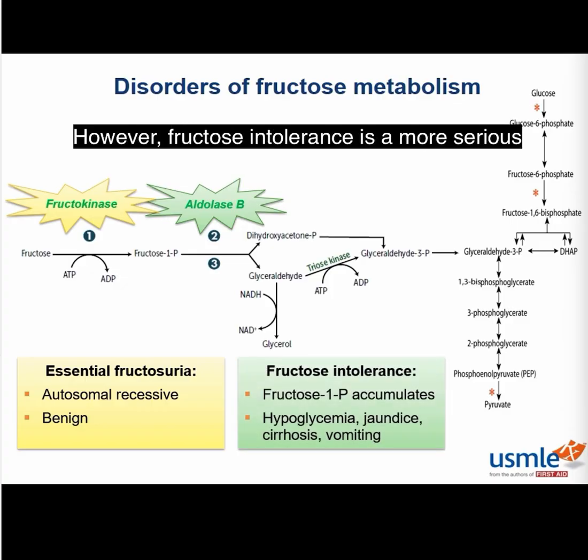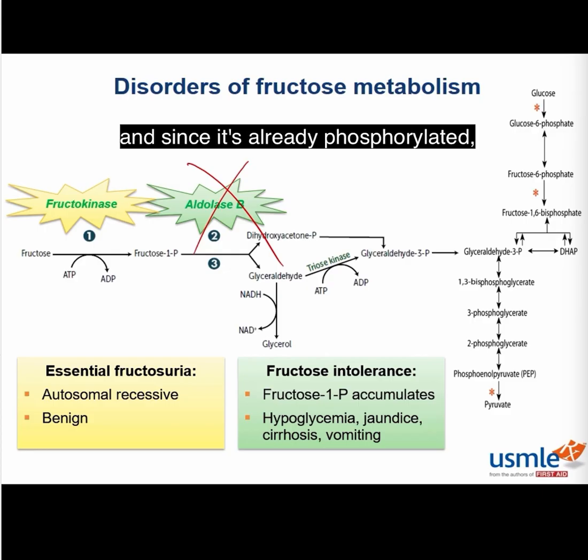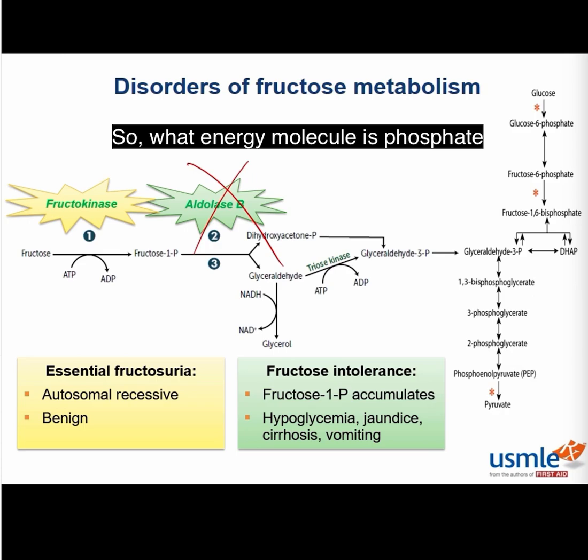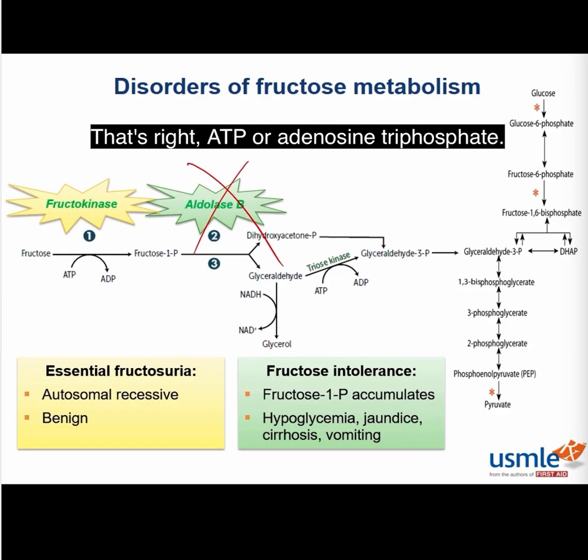However, fructose intolerance is a more serious autosomal recessive disorder of the enzyme aldolase B. Without aldolase B, fructose 1-phosphate accumulates, and since it's already phosphorylated, it cannot leave the cell. This consumes a lot of available phosphate. So what energy molecule is phosphate an important component of? That's right, ATP, or adenosine triphosphate.